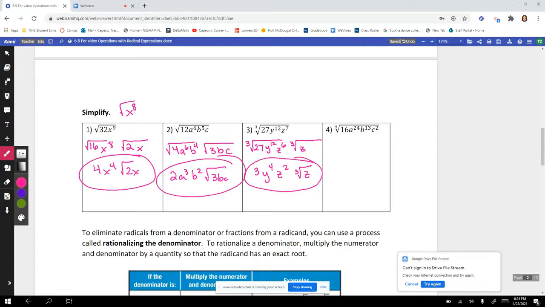Another one like this. Again, this time we're doing the fourth root. So I have my fourth root here and another fourth root there. We can take 16, the fourth root of 16 is 2, so that's fine where it is. A to the 24th, because 24 divided by 4 goes evenly. This is going to give me B to the 12th, B over here, and then C to the 2nd over here. So that leaves me with 2 A to the 6th B to the 3rd times the fourth root of BC squared.